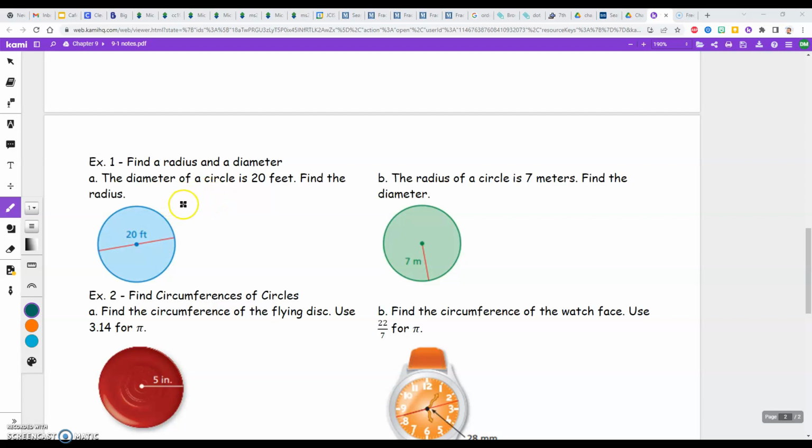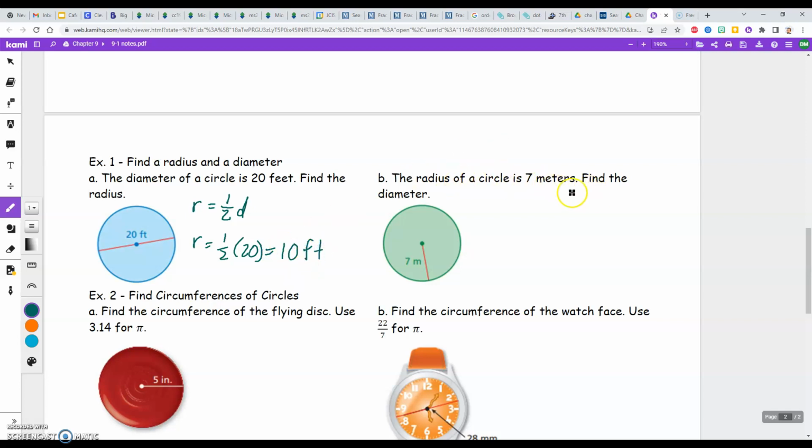So this video will show you some examples. The diameter of a circle is 20 feet. Find the radius. So we've got radius equals 1/2 the diameter. So that's 1/2 of 20 equals 10 feet.